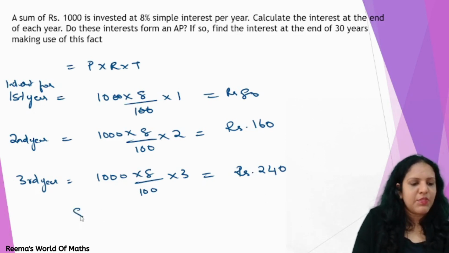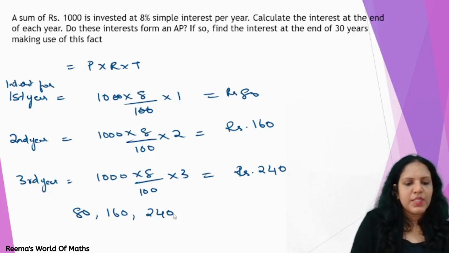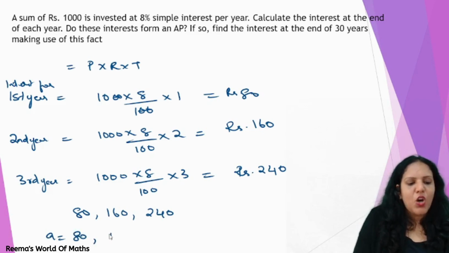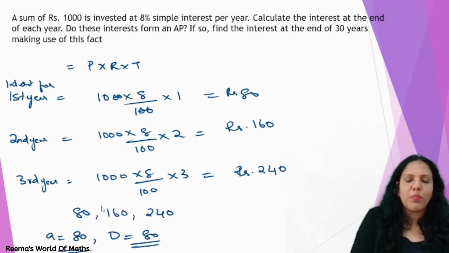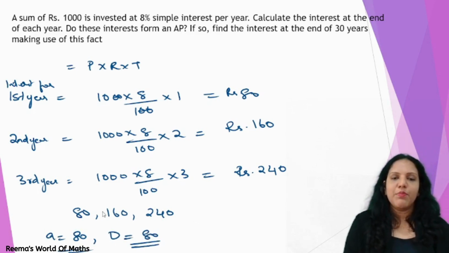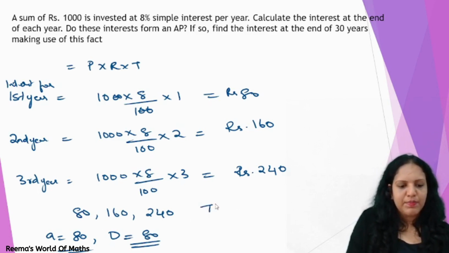So here we can see the first term is 80, the second term is 160 and 240. The common difference here is 80. So A equals 80, the first term, and the common difference is 80. Correct? And it also forms an AP because the common difference is the same between two consecutive terms. So this is an AP.